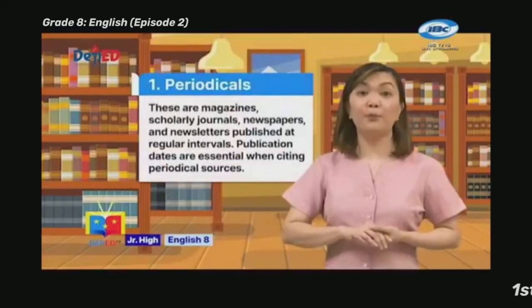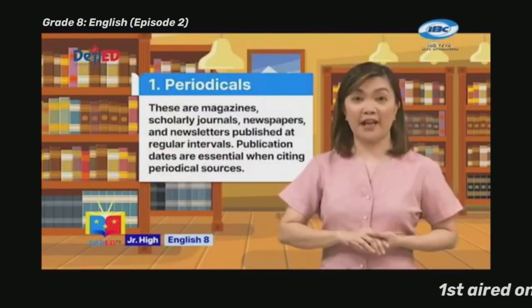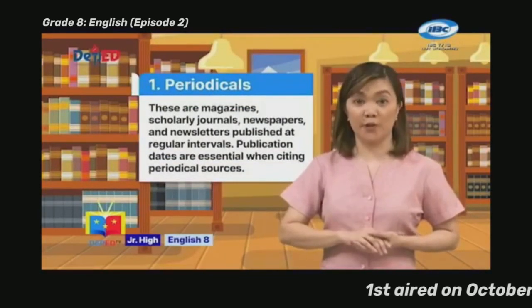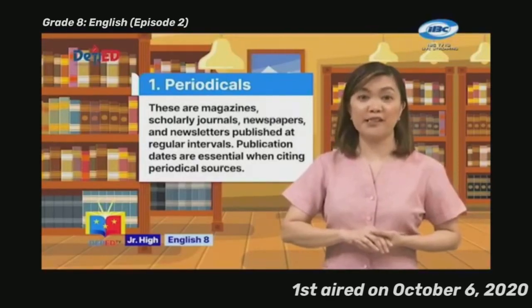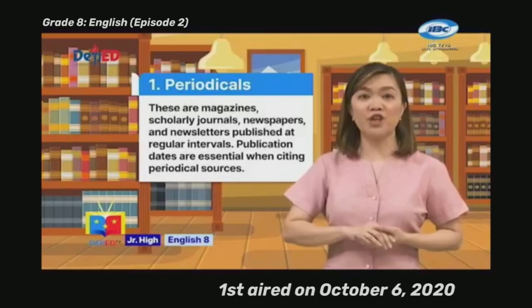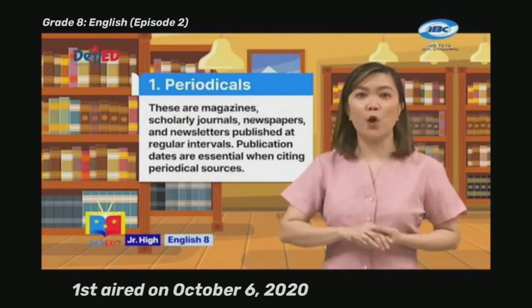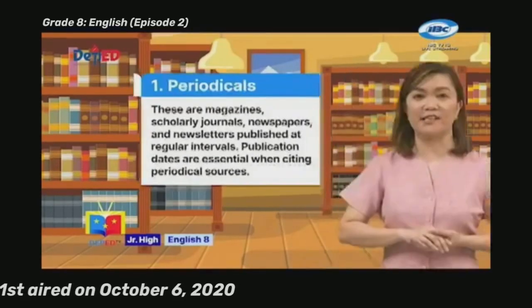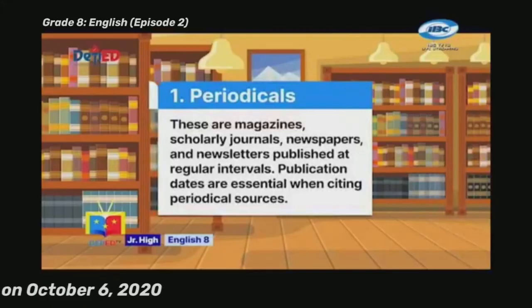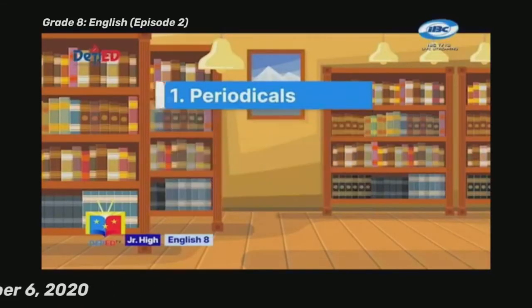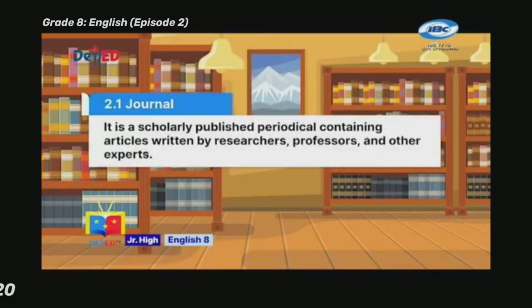Number 2, periodicals. These are magazines, scholarly journals, newspapers, and newsletters published at regular intervals. Publication dates are essential when citing periodical sources. We also have journals. This is a published scholarly periodical containing articles written by researchers, professors, and other experts.